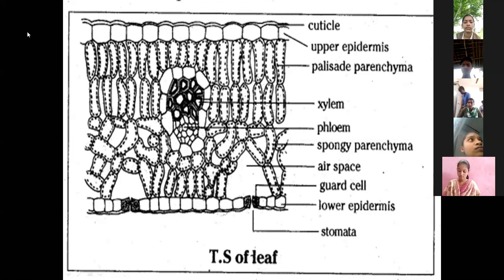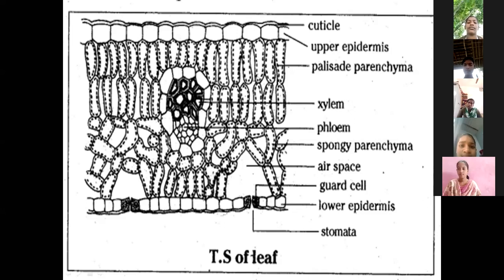Okay. The next part is air space. The air space is a production of leaves to form a system of air spaces found in the mature leaf. The next part is guard cell. Guard cells are specialized plant cells in the epidermis of leaves, stems, and other organs.